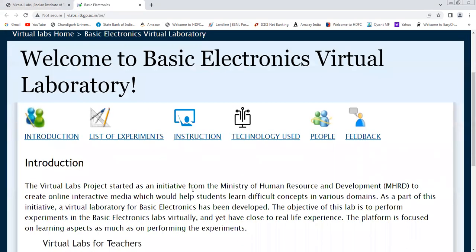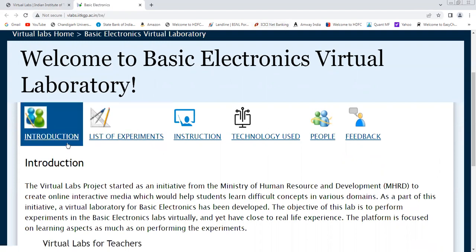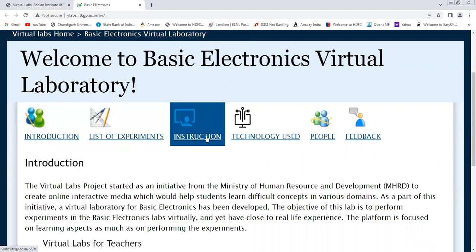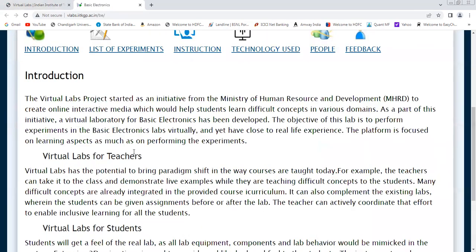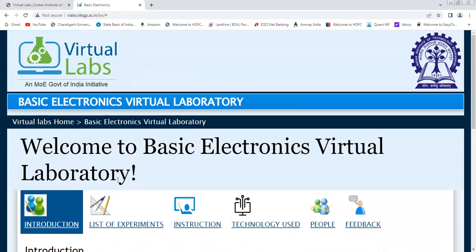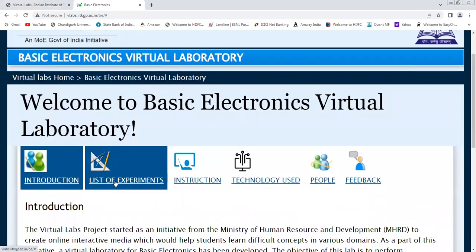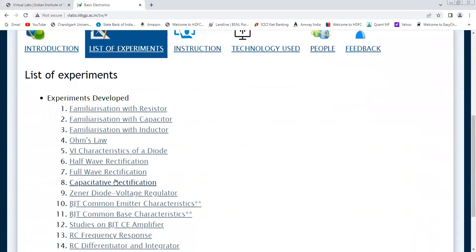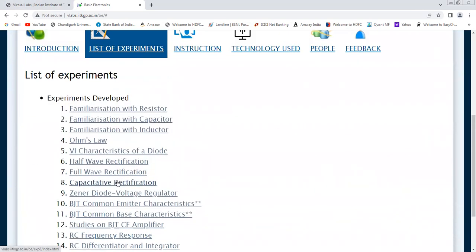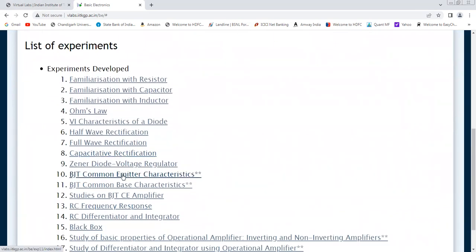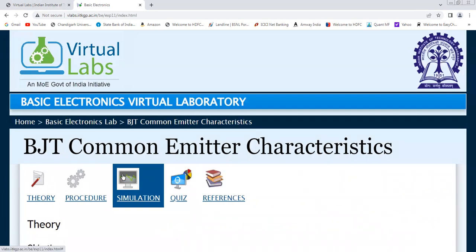So this is your basic electronics virtual laboratory. It is mentioned here that you can read. The various options available are introduction, list of experiments, instructions, technology used, people and feedback. First of all, you will study this introduction, and after it you will have the list of experiments. For basic electronics, we have a total of 17 experiments, and we will perform experiment number 10, which is your BJT common emitter characteristic.